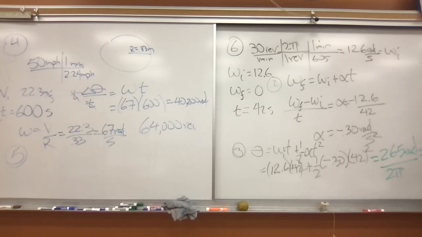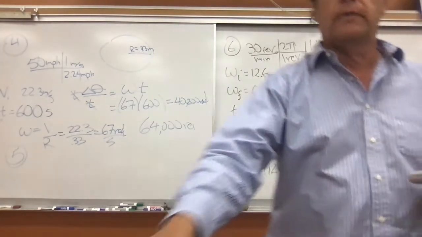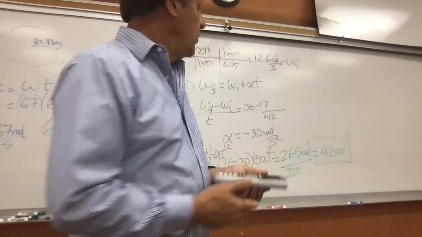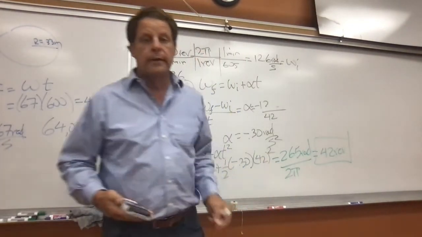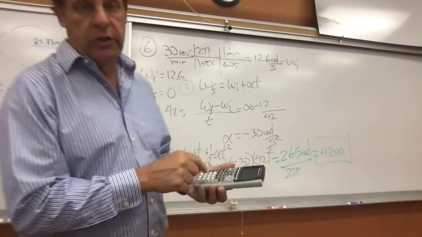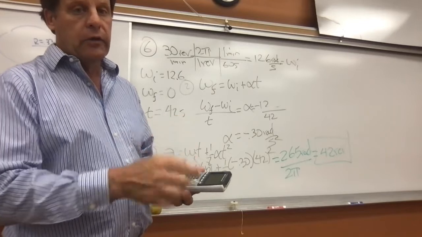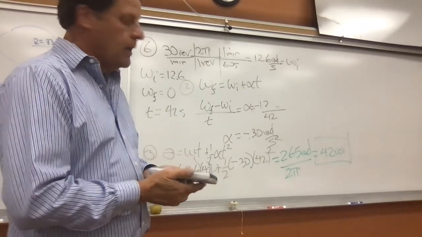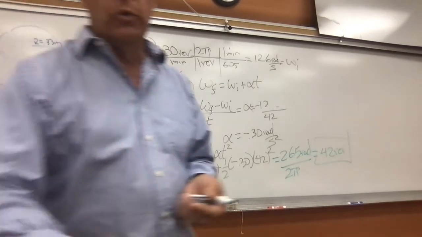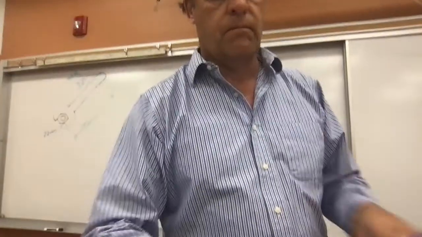So 42 revolutions. Now remember, be careful when you are doing that. When you divide by 2 pi on your calculator, it's going to divide by 2, but multiply by pi. So you either got to put in parentheses or go divided again. Okay. All right. I am going to take a quick break here, erase the board, and then we'll continue.